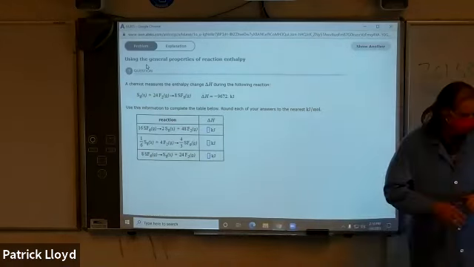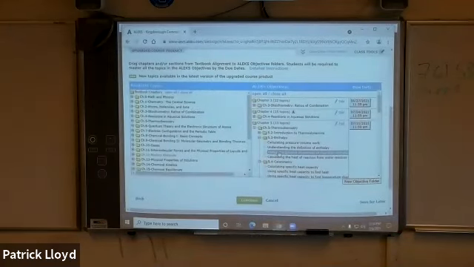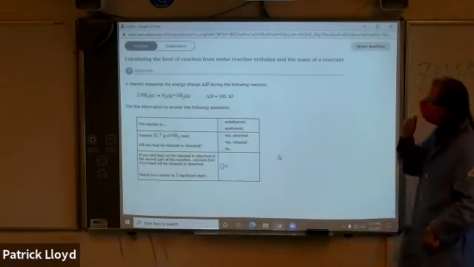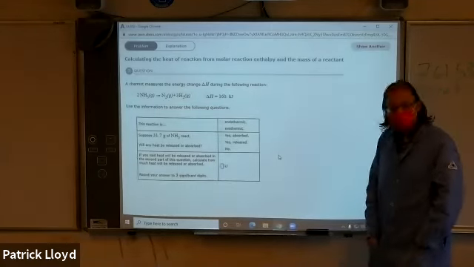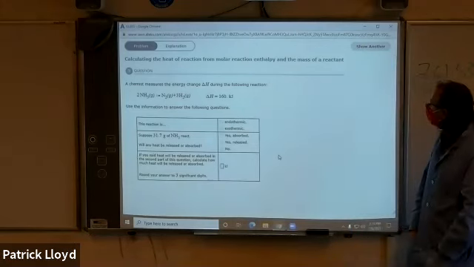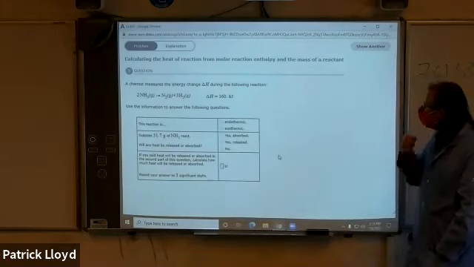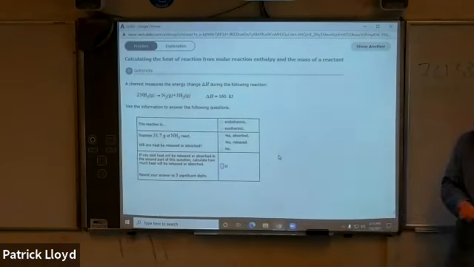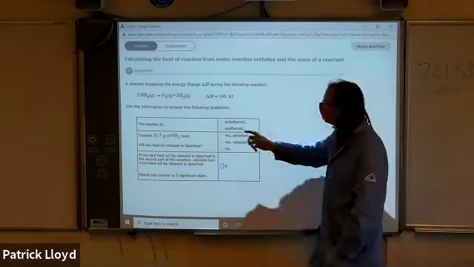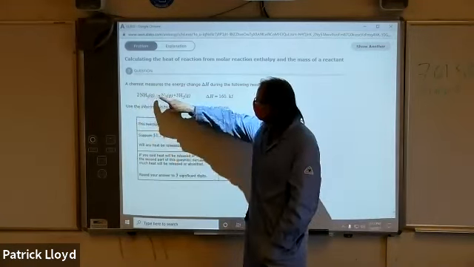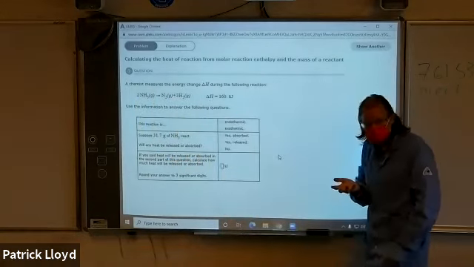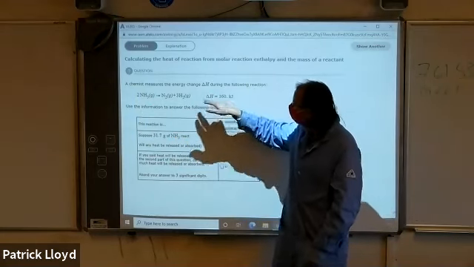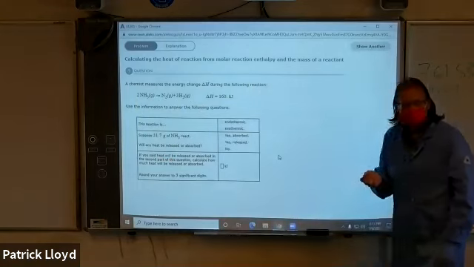Okay, let's take a look. Calculating the heat of reaction from molar reaction enthalpy and the mass of a reactant. So this is really getting back to what we did in chapter 3. So here's what they're going to do. This is called a thermochemical equation because we're given the value of delta H, so that's the thermo, and then there's your chemical equation.